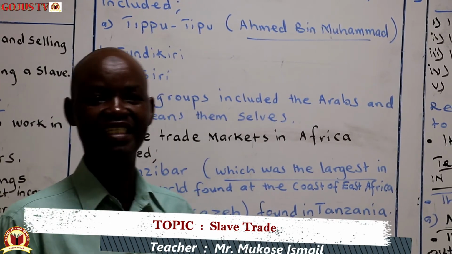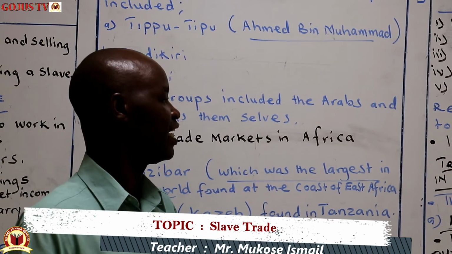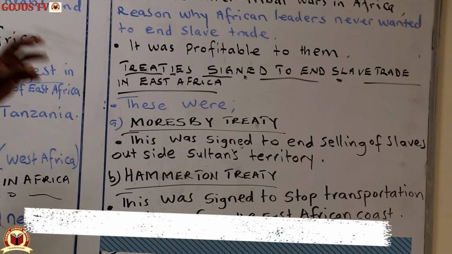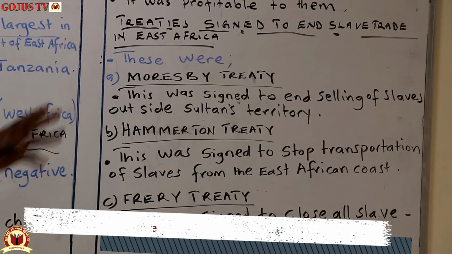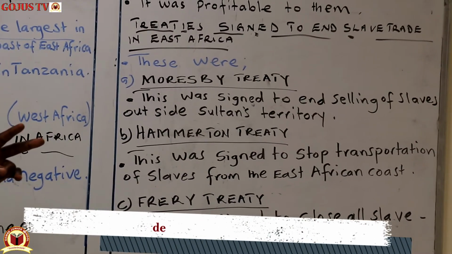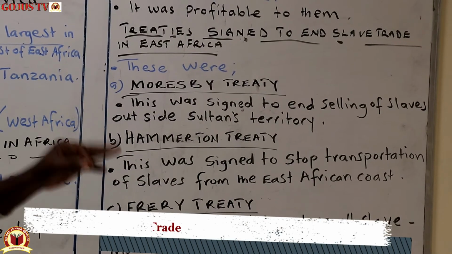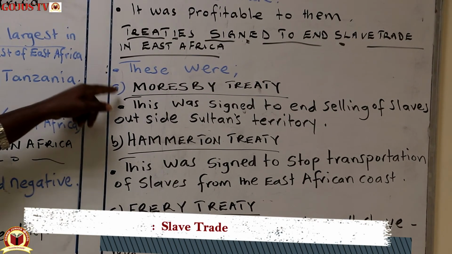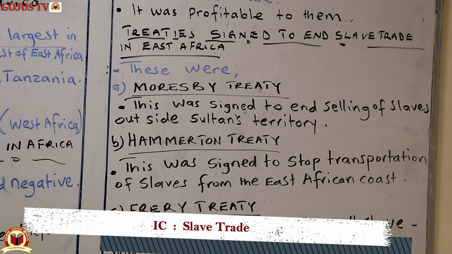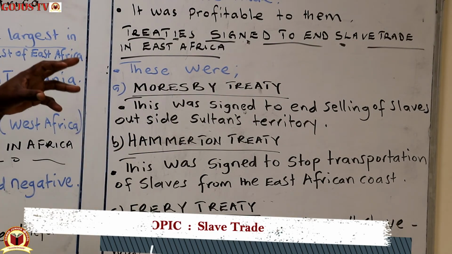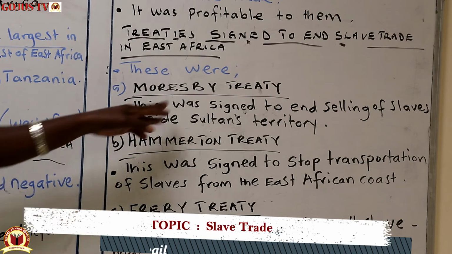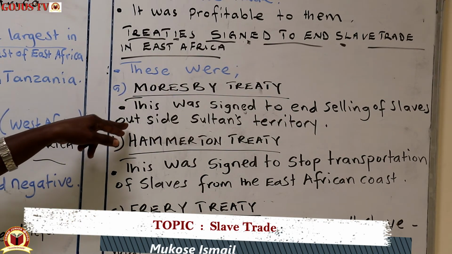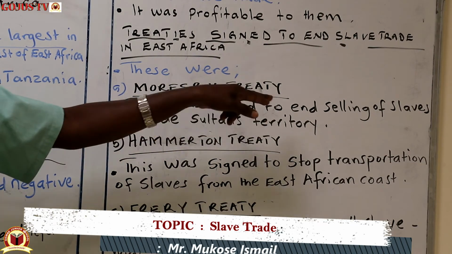And there were agreements, or rather treaties, that were signed. This is just a summary, but the information is there in the workbook, detailed information, both in P6 and P7. So they were among the treaties. We had the Moresby Treaty. I'm just summarizing. It was signed to end the selling of slaves outside the Sultanese territory.